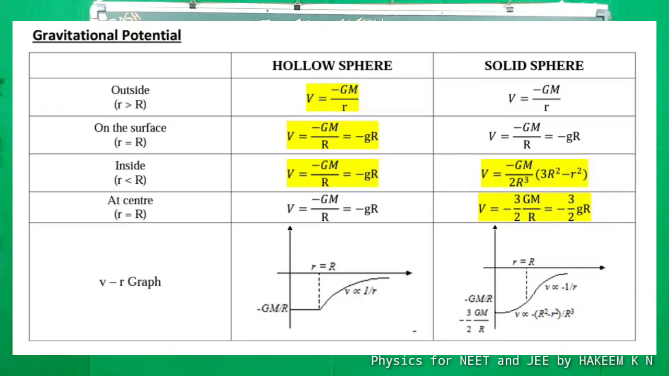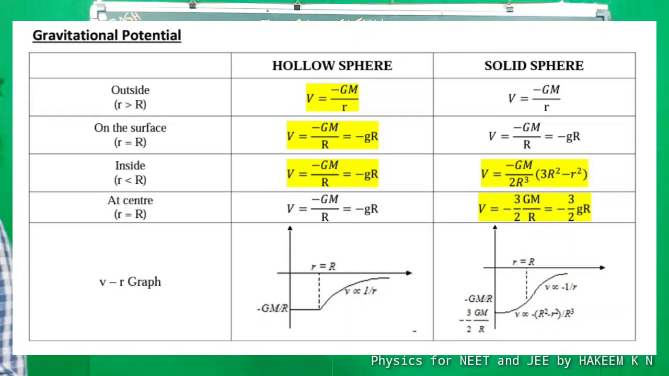So you can see the shape of the graph there. The graph comes in the negative section because it is always negative. Inside it is straight and parallel up to the surface, small r equal to capital R. Then it becomes hyperbolic because V is proportional to 1 by r. And for the solid sphere, that we will consider in the case of Earth too. So it is an important condition of the solid sphere.